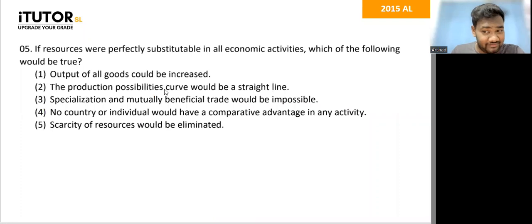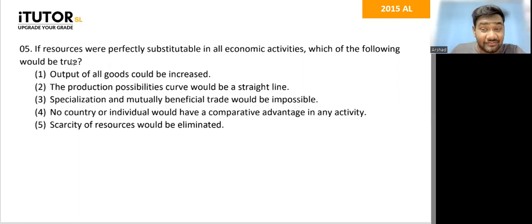Question number 5. Now this comes with what I taught your last class: increasing opportunity cost and constant opportunity cost. I taught you all what it means and what the reasons are. These are questions based on that. We'll see how many of you all can remember.